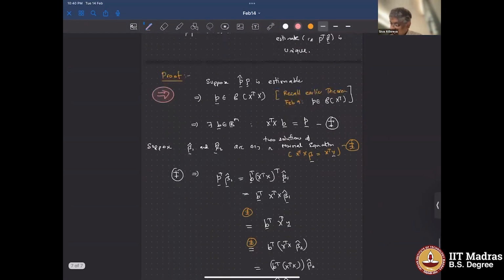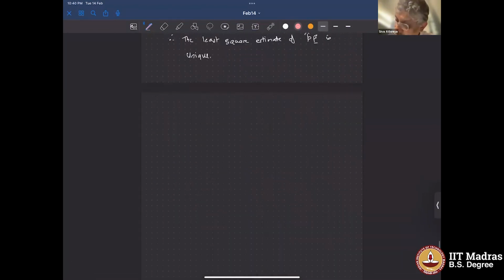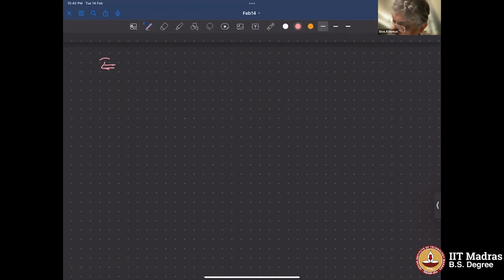Now let's do the reverse implication. Let's assume a unique estimator and then show that we have an estimable quantity P transpose beta. Now here's the initial linear algebra. Let's see that works out for you.